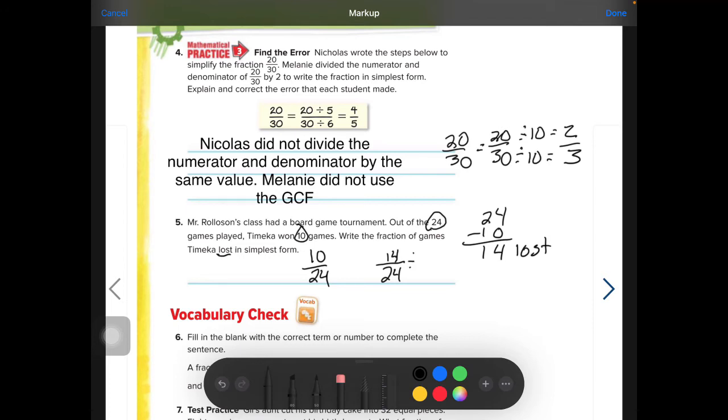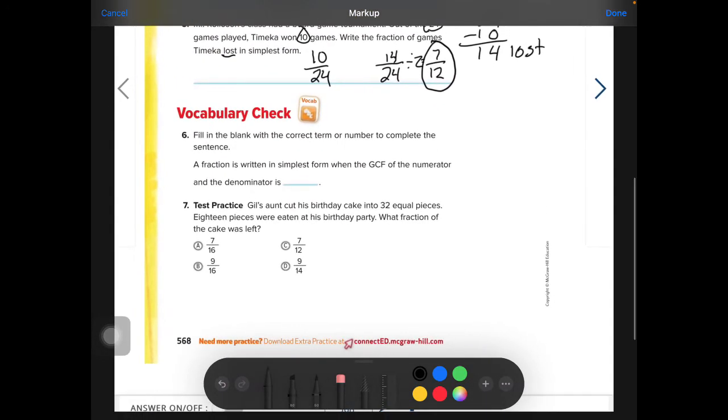Looking at that, you can decide you can divide them both by 2. 14 divided by 2 is 7. 24 divided by 2 is 12. And that is our final simplified answer.